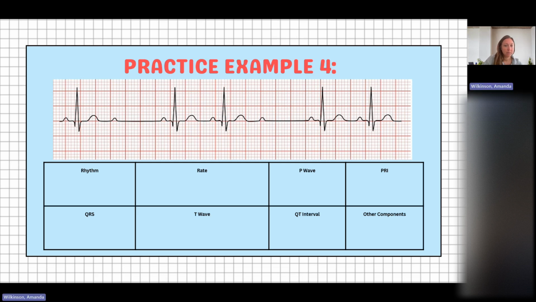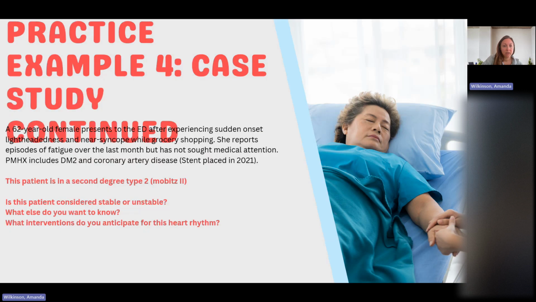We got a second degree type 2. Yeah, I can see how at quick glance it does look like a third degree. So it is a second degree type 2, or Mobitz 2. So is this patient considered stable or unstable, do you think?